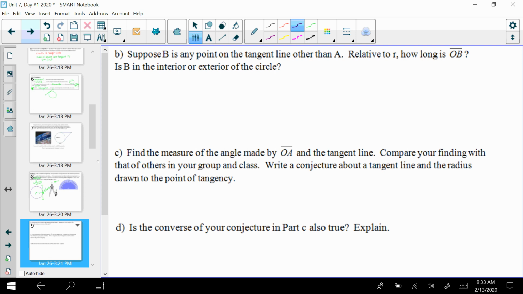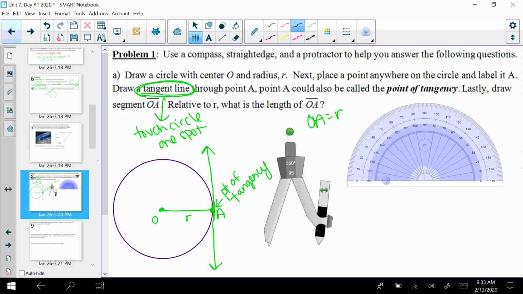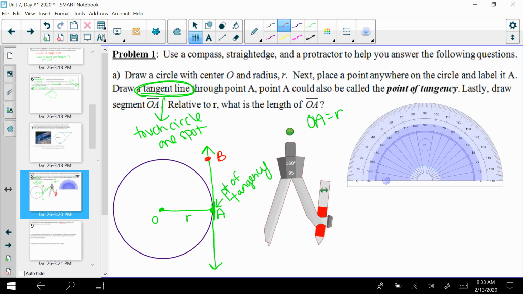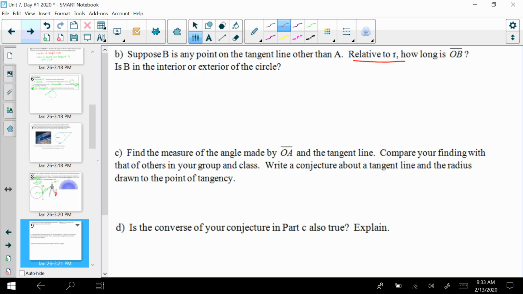Suppose B is any point on the tangent line other than A. So B is any point on this line other than point A. So here's point B. How long, relative to R, is OB? Well, since it's on the exterior of the circle, it's going to be longer than the radius, right? So we're going to say B is on the exterior. So OB is going to be greater than R.